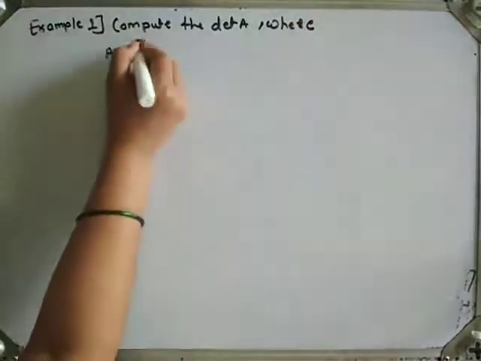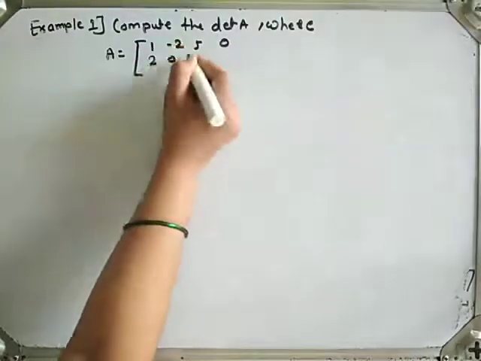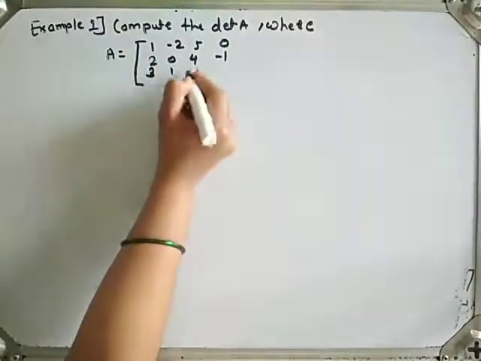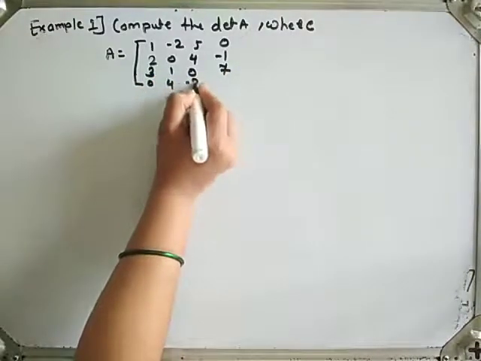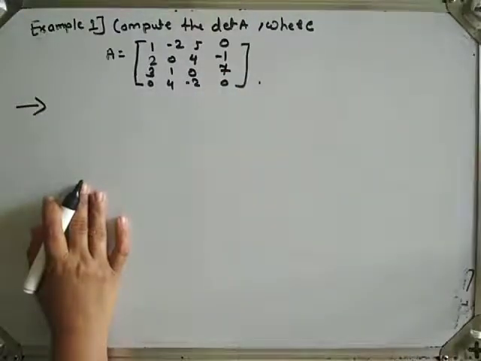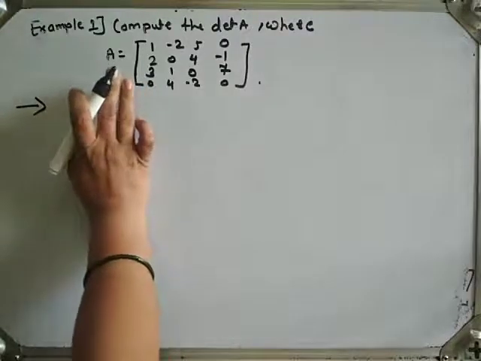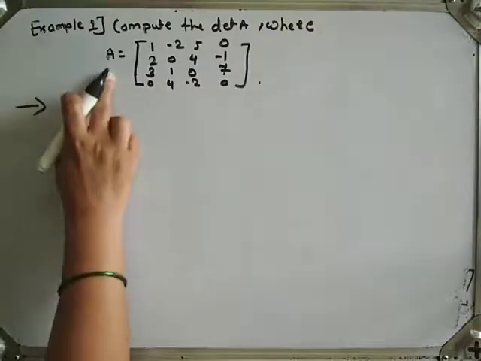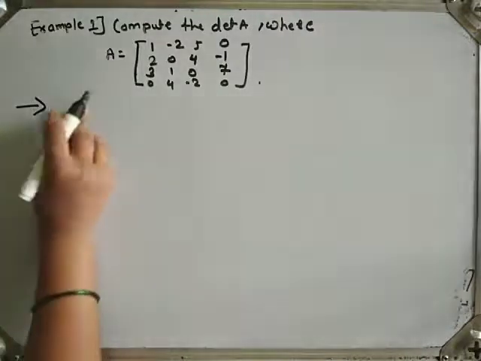A is equal to the matrix [1, -2, 5, 0; 2, 0, 4, -1; 3, 1, 0, 7; 0, 4, -2, 0]. Okay, we have to compute the determinant of matrix A. We are computing the determinant of matrix A across the first row of matrix A.